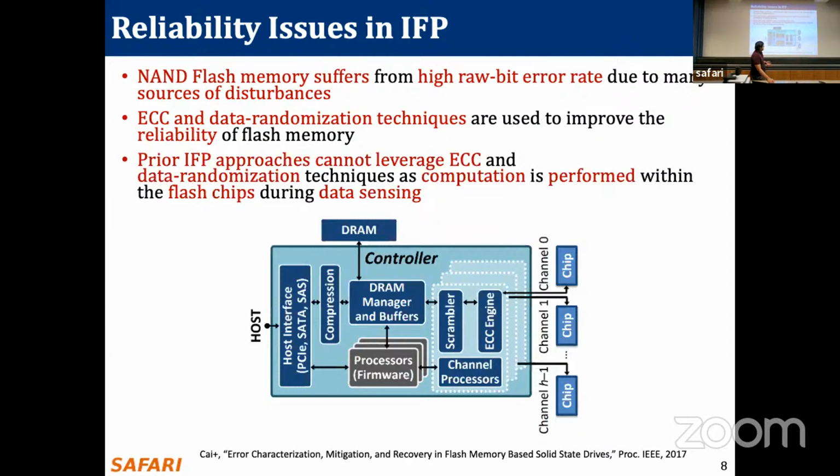So let's look at a figure of an SSD device, and we see that the flash chips are connected to different channels, and they are connected to the channel processors, which are within the SSD controller. We see that the ECC engine and the scrambler engine are present inside the channel processors, which means that if we have to correct these error bits, the data has to move from the flash chip to the channel processors, which creates an additional data movement bottleneck. This is the reason why current in-flash processing techniques cannot use the ECC and scrambler engines to correct the error bits.